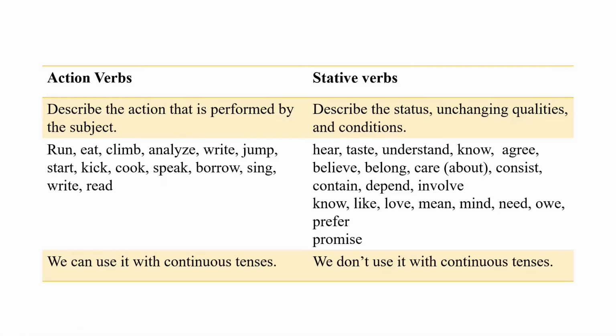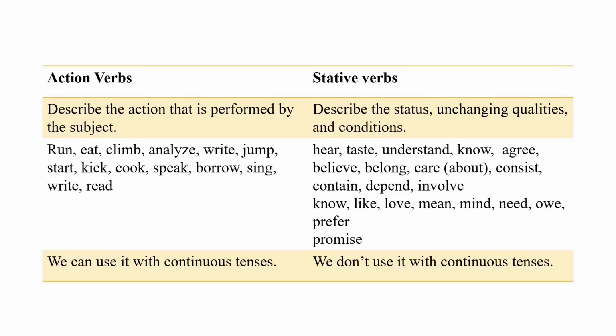Now, what are the examples of action verbs? Run, eat, climb, analyze, write, jump, start, kick, and cook. Here you can see examples of action verbs. You can see these actions have a beginning, middle, and end. So those verbs are action verbs. Now look at the stative verbs. Examples: agree, believe, hear, taste, understand, know, consist. These are the stative verbs.